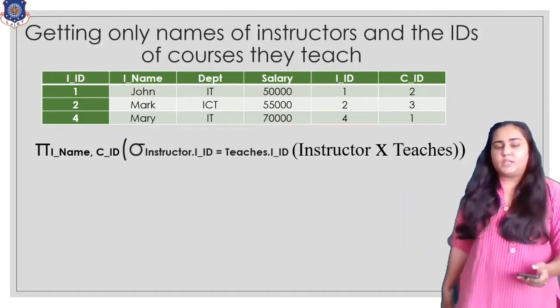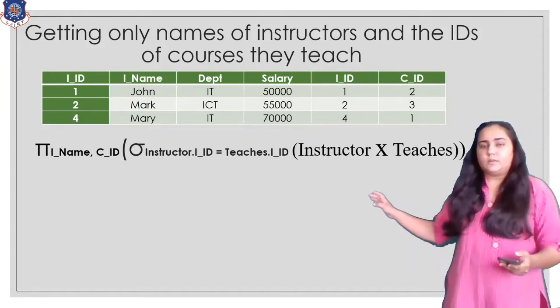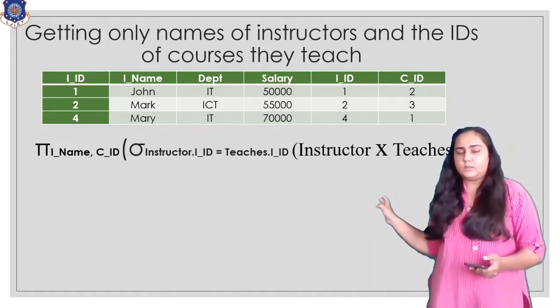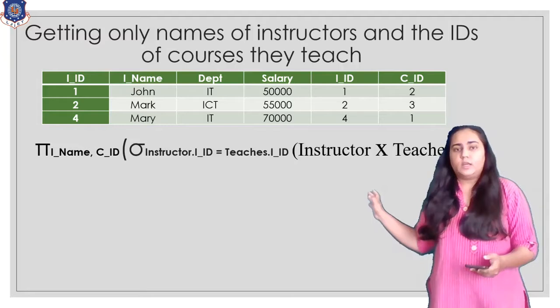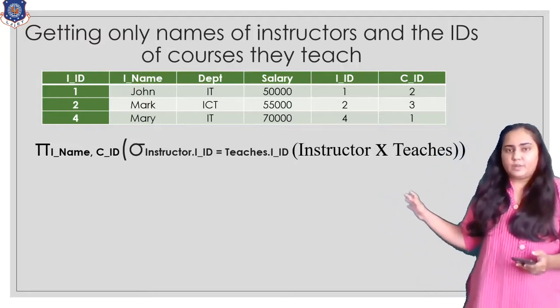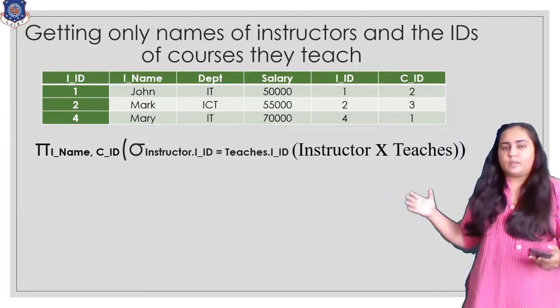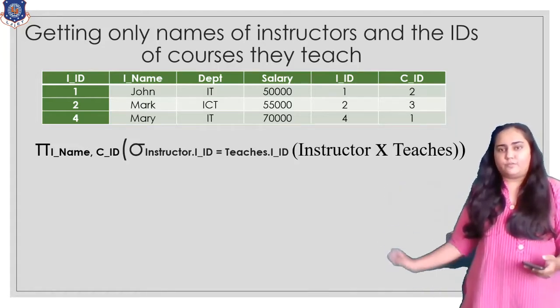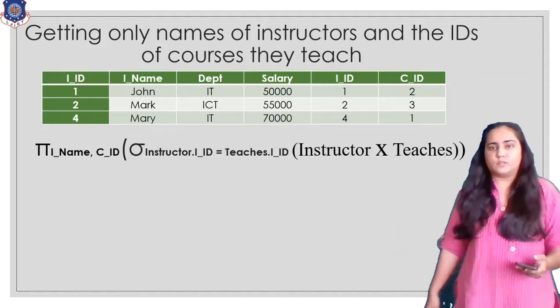On that, you have applied the condition of matching the ID of instructor with the ID of teaches, instructor ID of teaches. And if both are matching, you fetch that row, and then you apply the by condition and fetch one column from it. So this is how your query looks like.